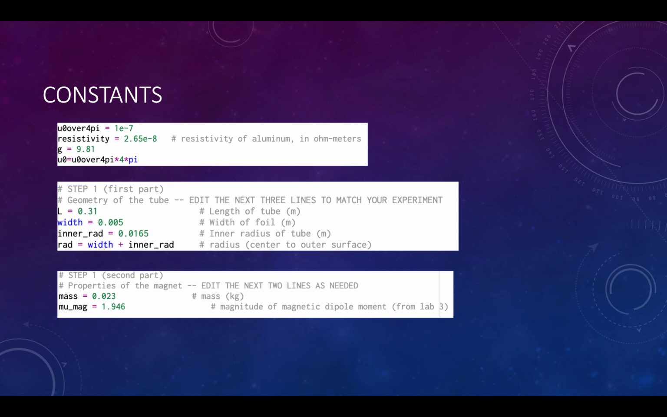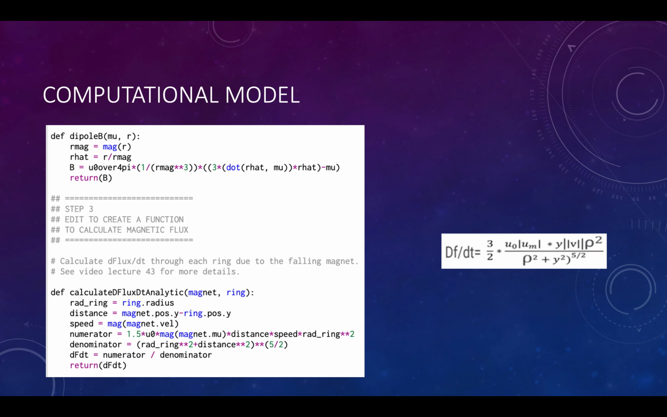So this is the beginning of the code. These are the constants involved. This is the one I created, mu naught, by just multiplying mu naught over 4 pi by 4 pi. This I will use later in the code. These are the measurements of the tube I used. The length was 0.31, the width was 0.005, the inner radius was 0.0165, and the mass was 0.023, and the mu I got from lab 3, the magnetic dipole moment, was 1.946.